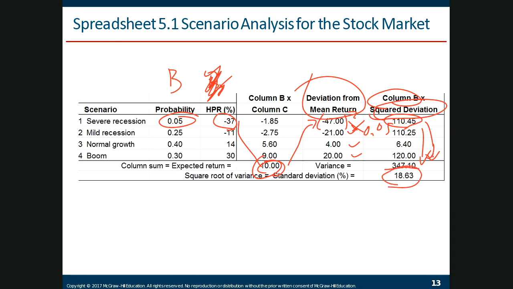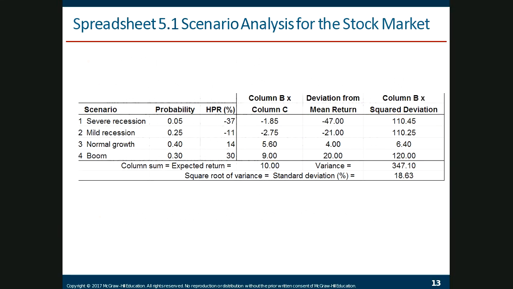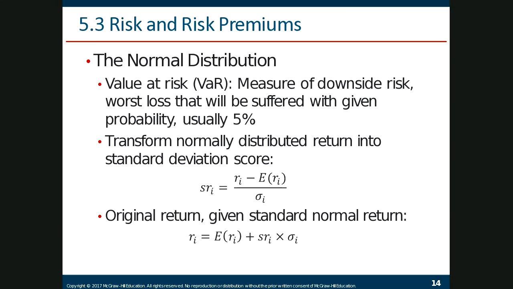Notice that the variance actually looks very big. However, when we take the square root of it, the standard deviation looks like a normal percentage number of a return. So this distribution then has an expected return of 10%, and then the standard deviation, which represents the risk, of 18.63%. Okay, any questions so far?